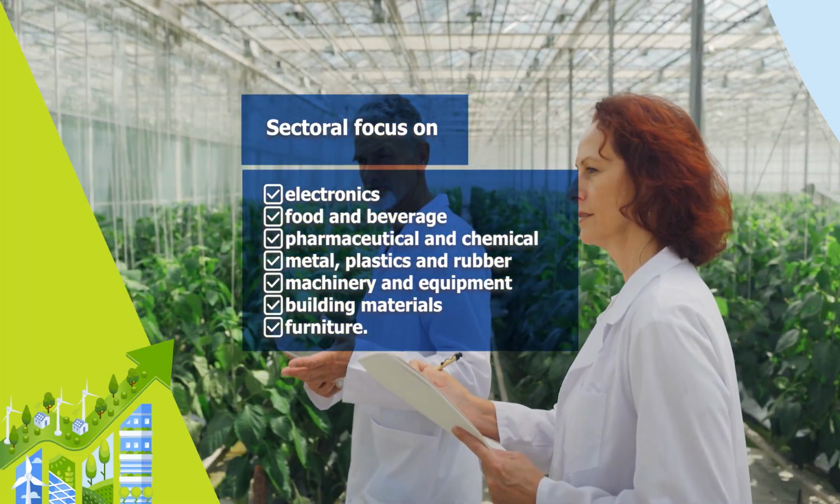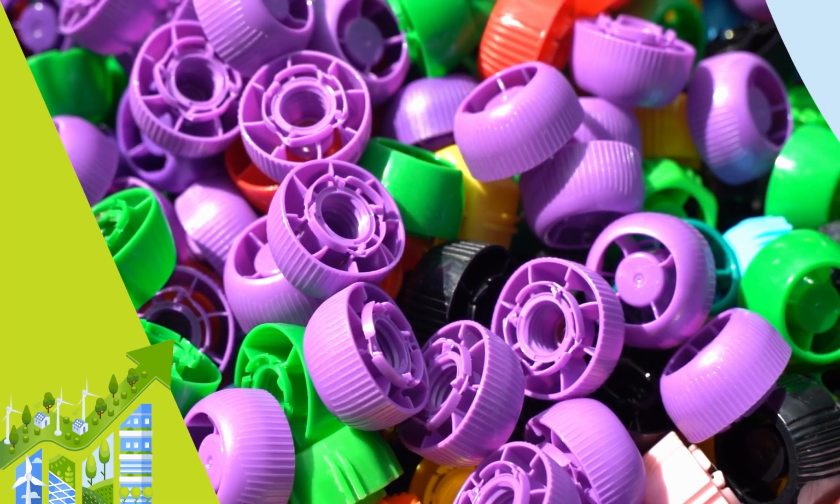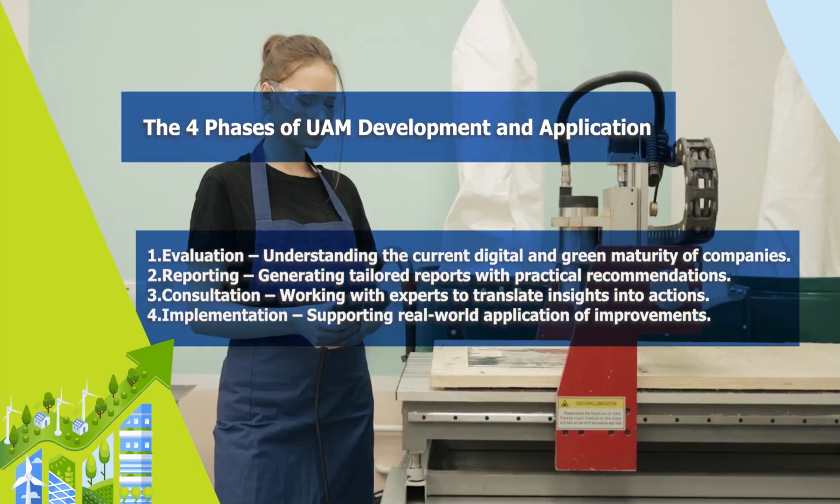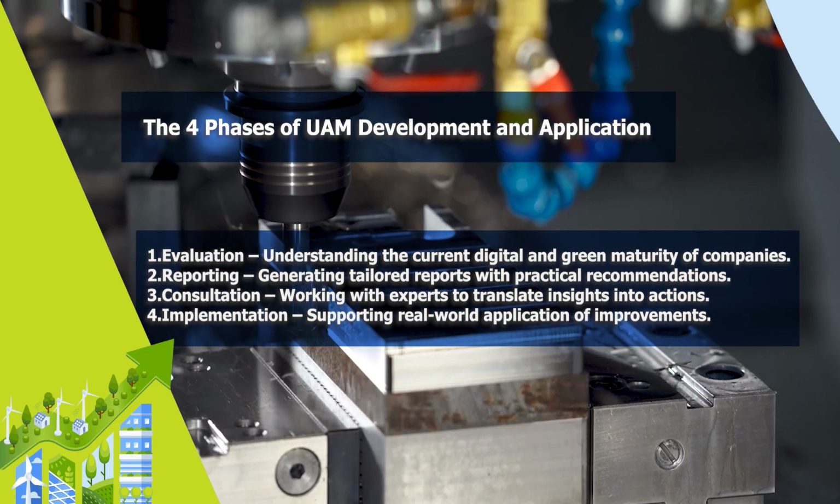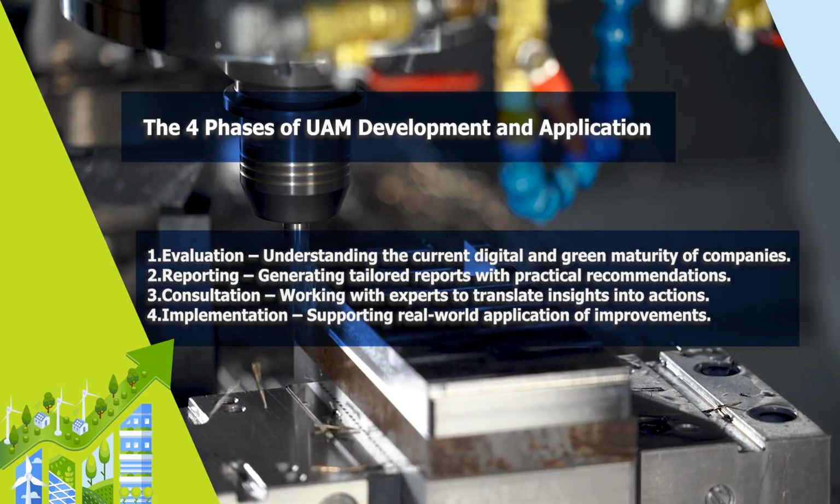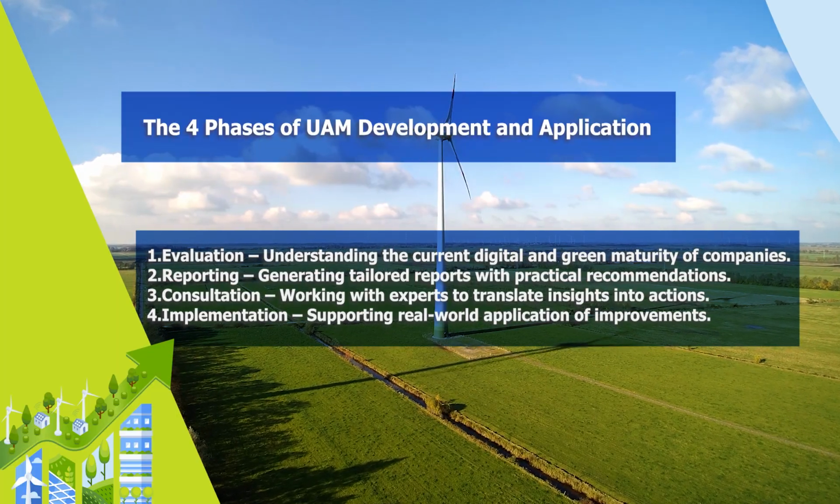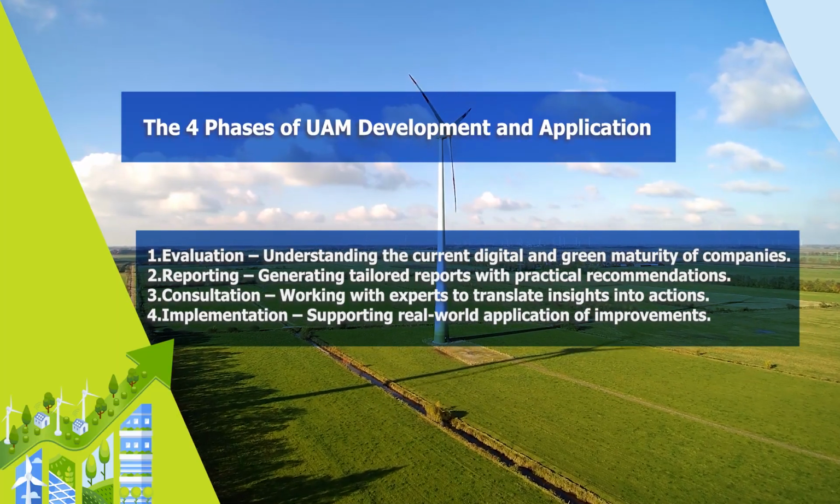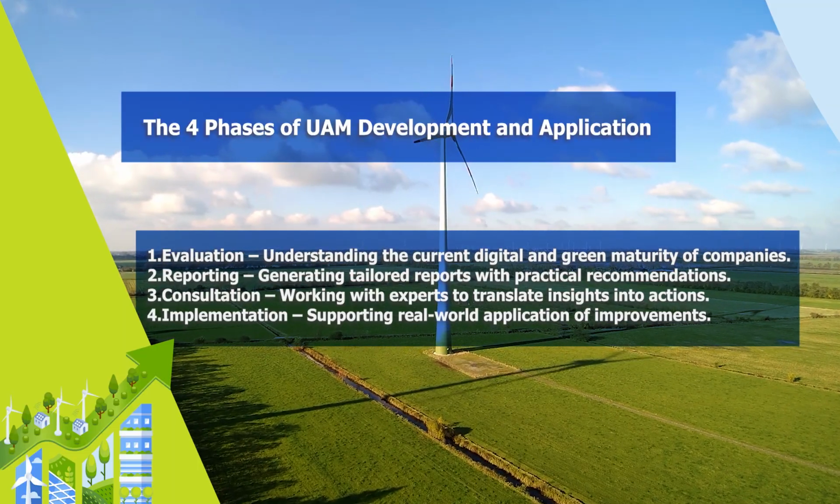The user acceptance model was developed and tested in 4 key phases, each playing a vital role in ensuring its effectiveness. 1. Evaluation, understanding the current digital and green maturity of companies. 2. Reporting, generating tailored reports with practical recommendations. 3. Consultation, working with experts to translate insights into actions. 4. Implementation, supporting real-world application of improvements.